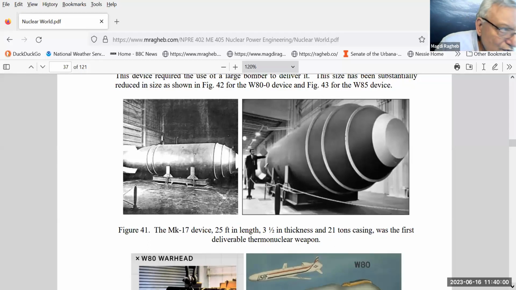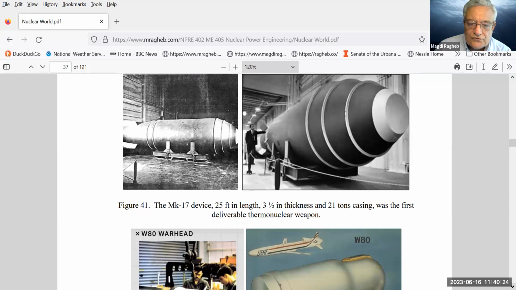In the future, we'll use it for freshwater supplies, but they use it as a destructive device, which hopefully will never be used. This is the size of one of those devices that would use fusion. They called it the MK17 device, 25 feet in length, 21 tons in weight. Look at this gentleman here, a huge device using huge bombers as delivery vehicles.